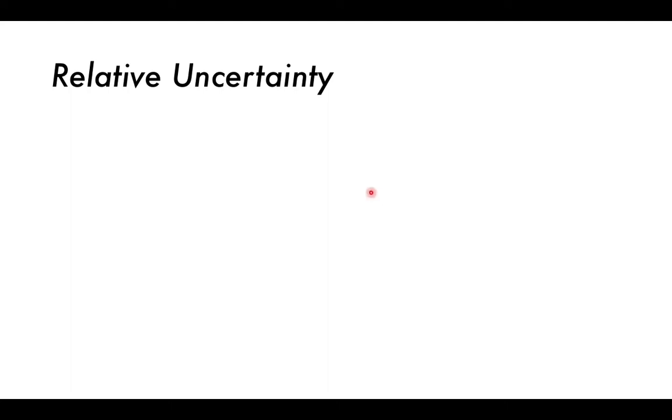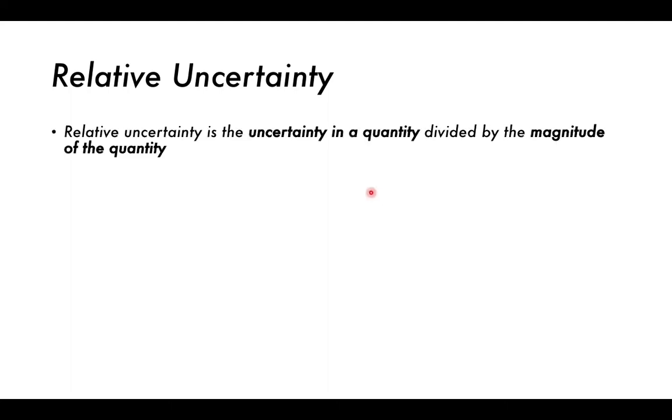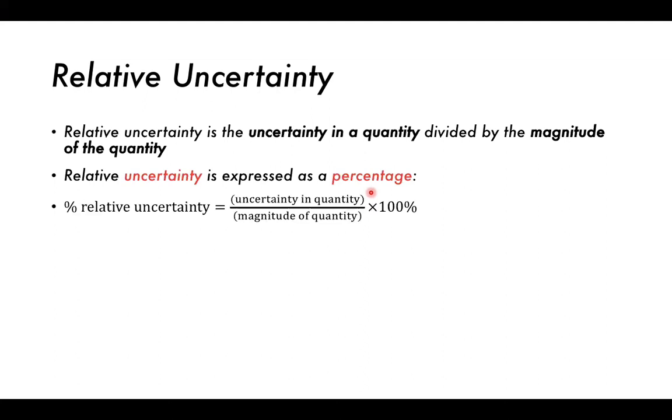So we can often try and do that by accounting for our relative uncertainty. Relative uncertainty is the uncertainty in a quantity divided by the magnitude of the quantity. So it's really how much we can trust the value. Relative uncertainty is expressed as a percentage. So percentage relative uncertainty is the uncertainty in the quantity divided by the magnitude of the quantity times 100%.